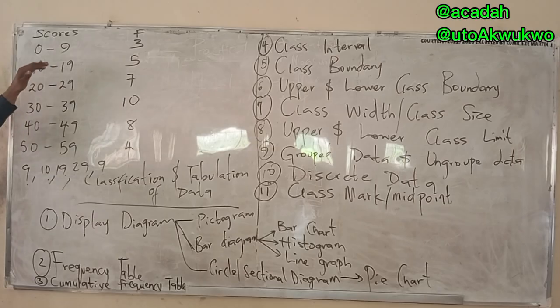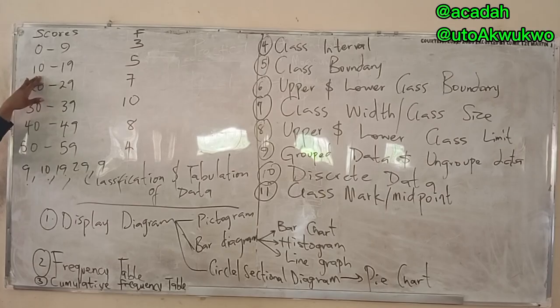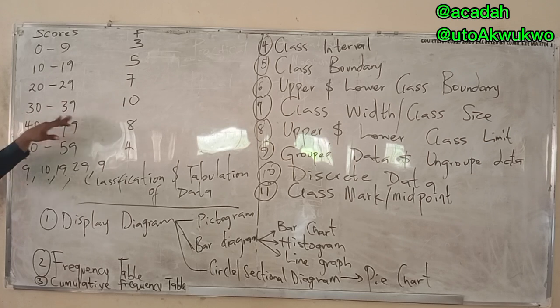So if I have 0 to 9, 0 to 9, by the time I do 9 minus 0 is 9, right? If I do 19 minus 10, that is upper limit minus lower limit. 29 minus 20, upper limit minus lower limit. This thing that I'm doing is what we call class width or class size. So the difference between upper limit and lower limit is known as class size, or we call it class width.